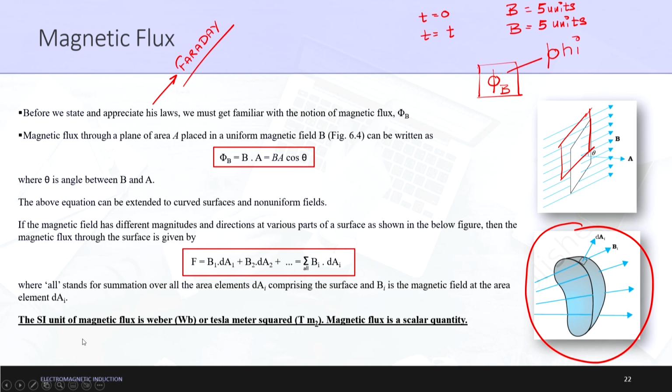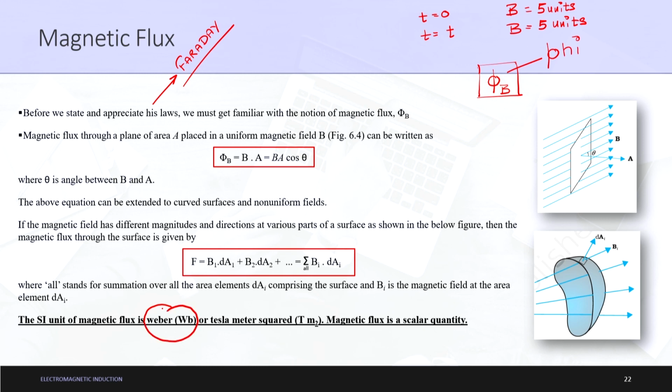Now, things to be noted: the SI unit of magnetic flux is the Weber. Please make sure that the SI unit of magnetic flux is Weber, or Tesla meter squared, and magnetic flux is a scalar quantity. It is very important to note down that magnetic flux is a scalar quantity.